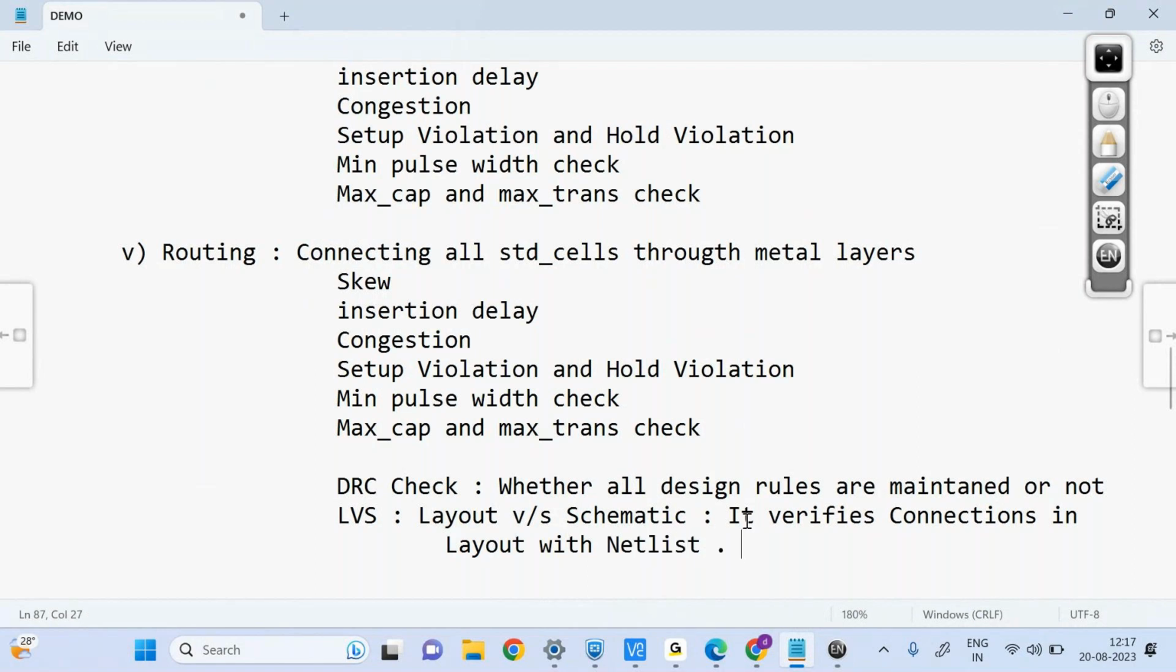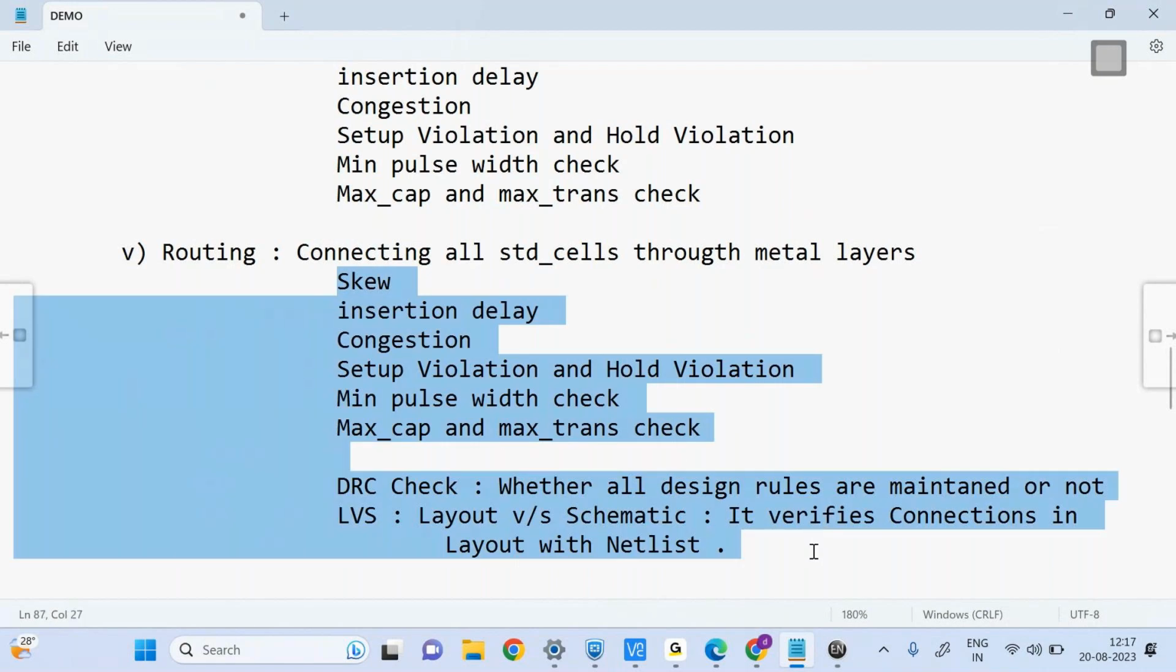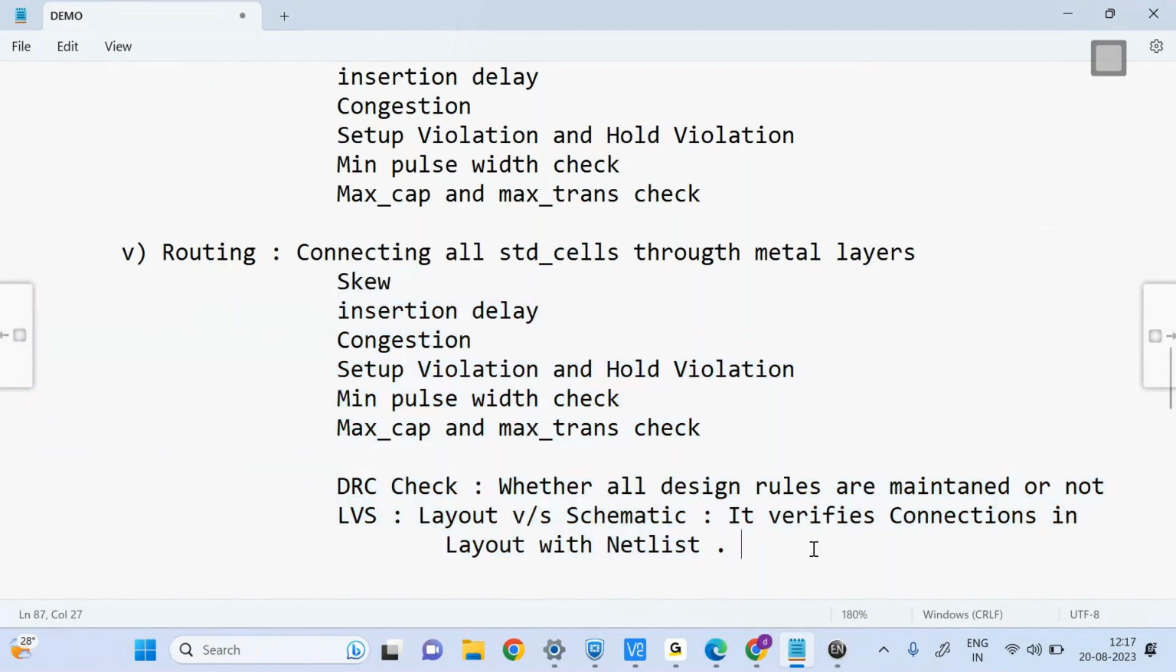If both are the same, okay. If both are not the same, it will throw an error. There are some shorts, some open nets. A few nets are not connected, a few pins are open. It will show open nets or short nets. Then you have to find out why and fix it. If all these things are done, then the physical design of that block is completed. Then your block will go to sign off checks.